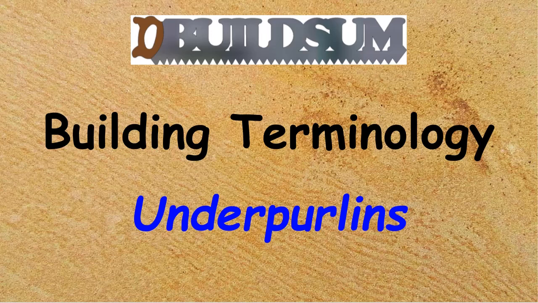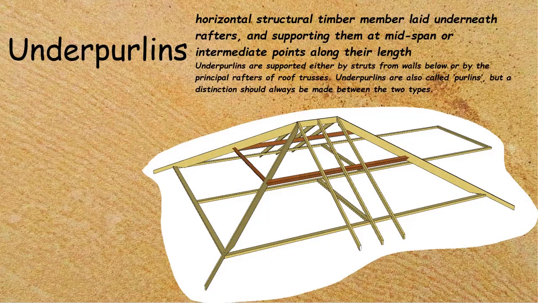This time on building terminology, underpurlins. So underpurlins are a horizontal structural timber member which is laid underneath the rafters, supporting them at mid or intermediate spans along their length. They are supported either by struts from walls or beams below, or by principal rafters of roof trusses. Underpurlins are also referred to as purlins, but there is a difference between an underpurlin and a purlin, so you shouldn't get them mixed up.